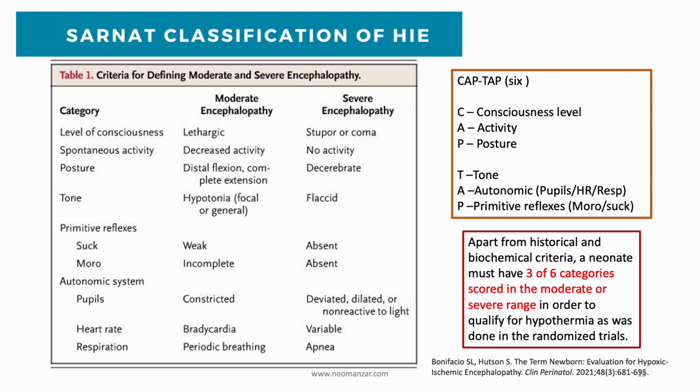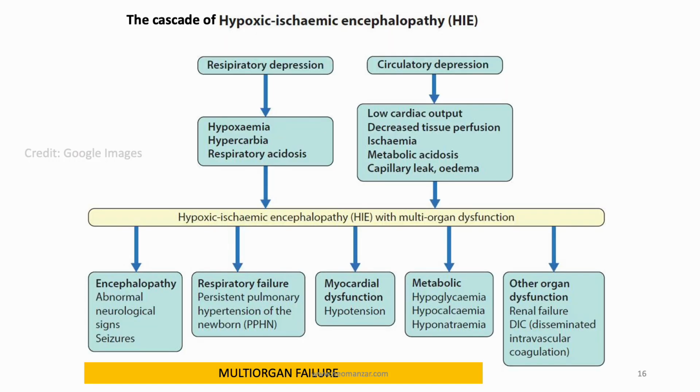So what is the clinical manifestation? Of course, the Sarnat classification is, I can say, the gold standard before you put any baby on hypothermia therapy. The acronym to remember it is CAP-TAP: conscious level, activity, posture, tone, autonomic nervous system, and primitive reflexes. Remember that 3 of the 6 categories have to be scored moderate before we can label the baby as a candidate for hypothermia. Again, the same thing: the whole cascade starts with respiratory depression, and ultimately you see some multi-organ system involvement. That's what I say is a lot of stress to the family and physician to manage these types of babies.